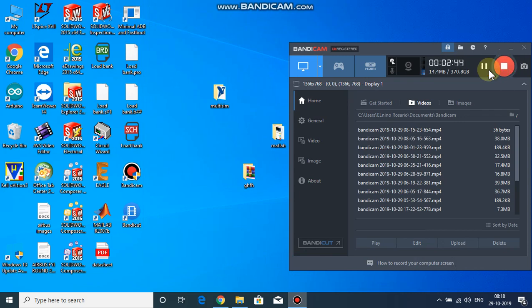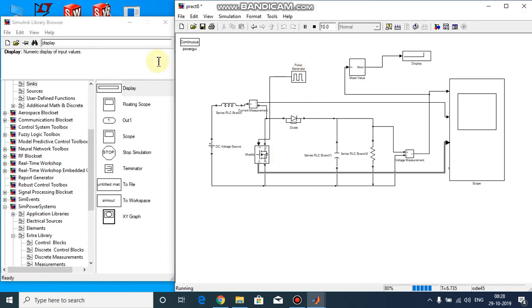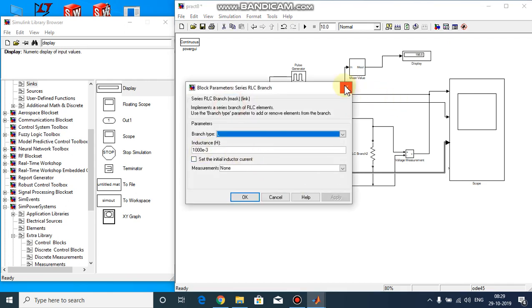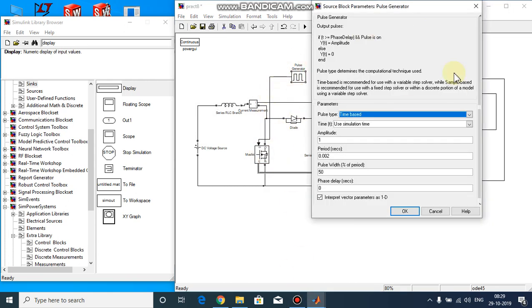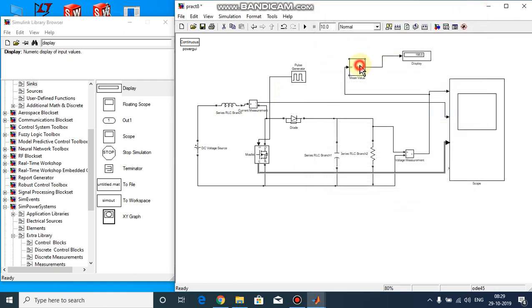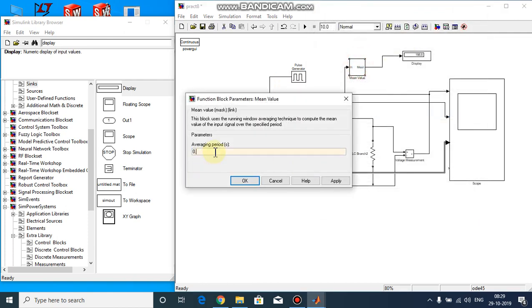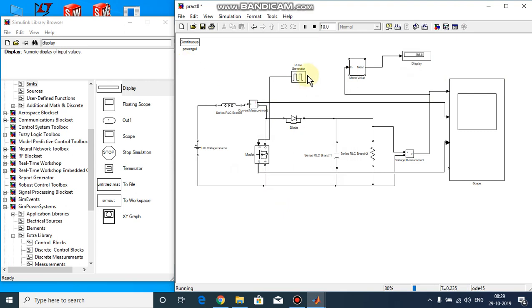Okay guys, I'm really sorry, my MATLAB just crashed there. The difference between the boost converter and the buck converter is the placement of the coil, diode and MOSFET. So I just simulated one parameter set wherein my inductance is again 1000 millihenry. My diode is the same. I have the same MOSFET with the same pulse generator, that is 0.002, and a mean block with 0.002.